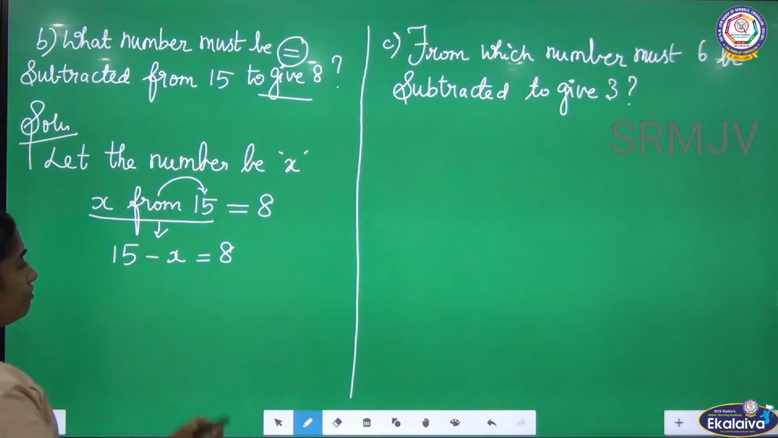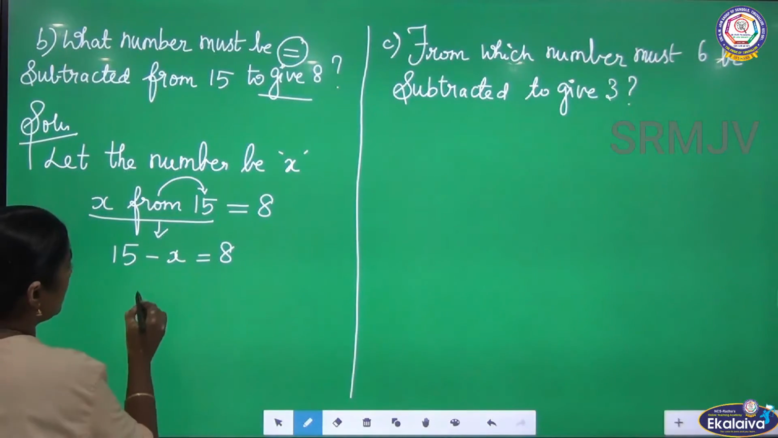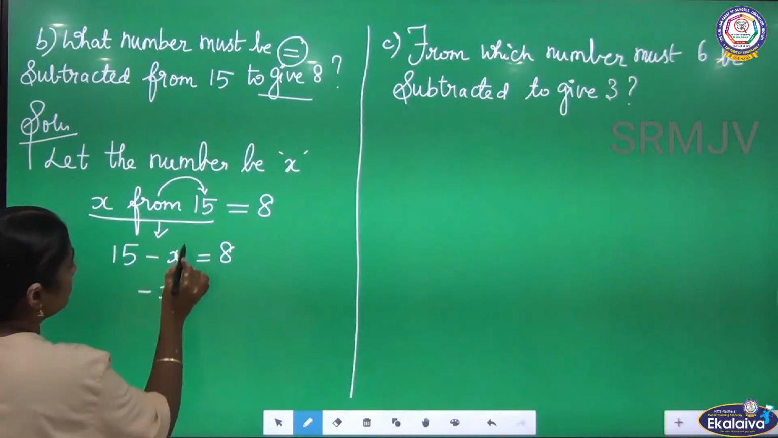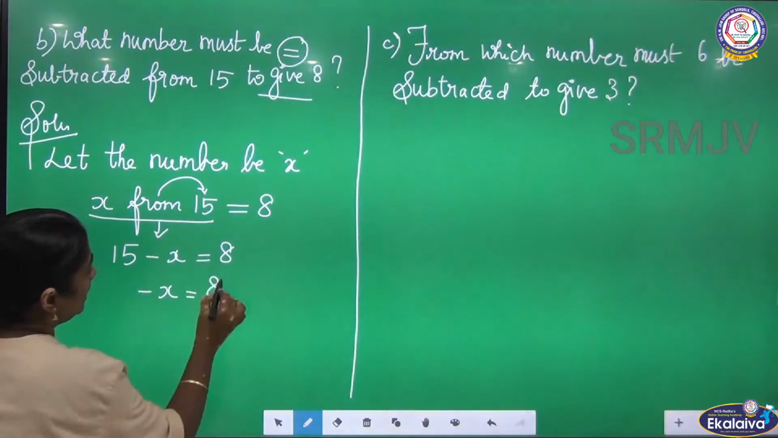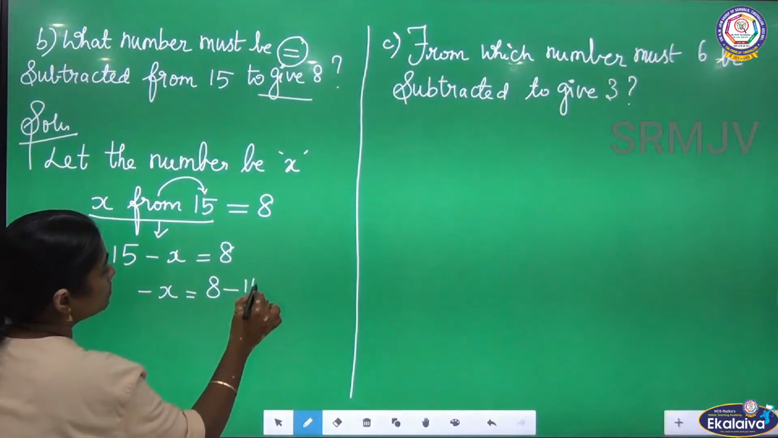Now I am going to find the value for this x. So what I am doing, minus x I am keeping as it is, and 8, this plus 15, when it comes to this side, what does it become?